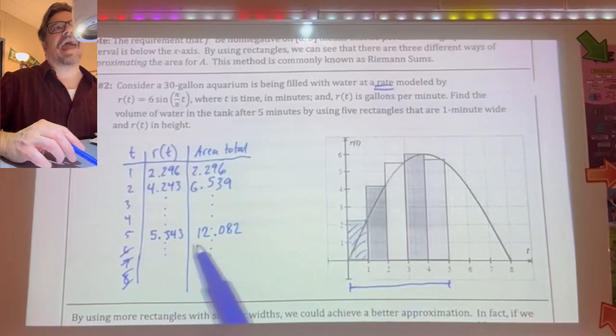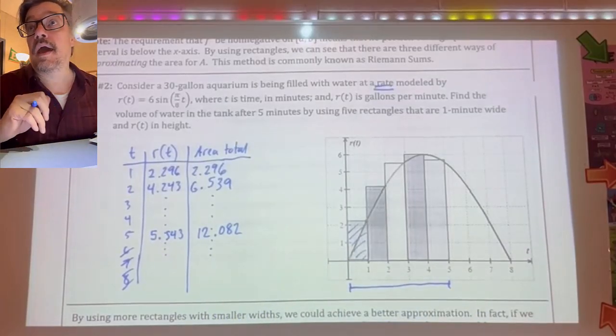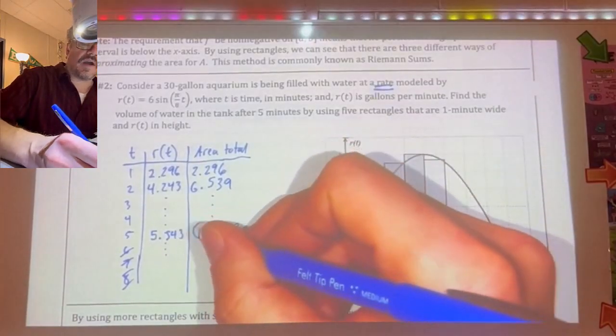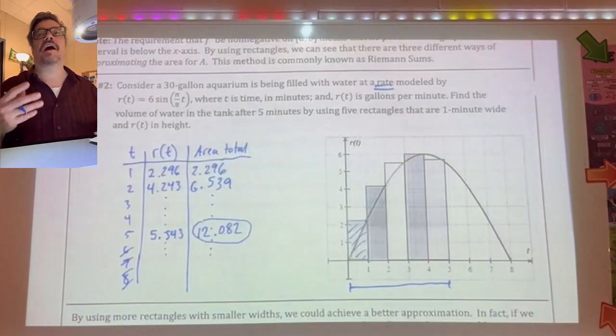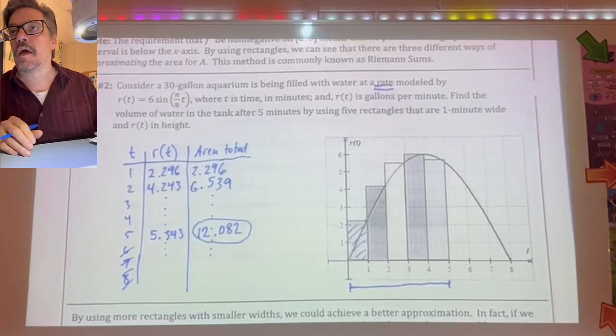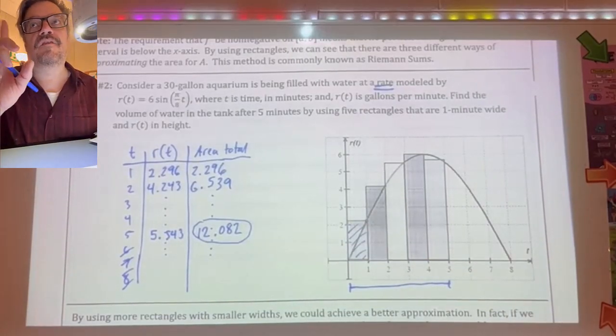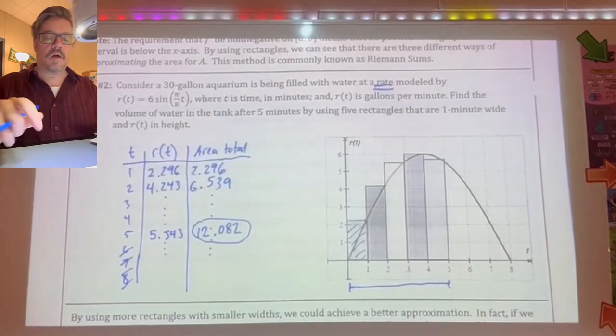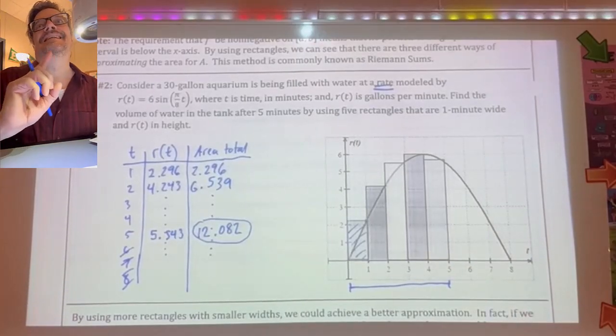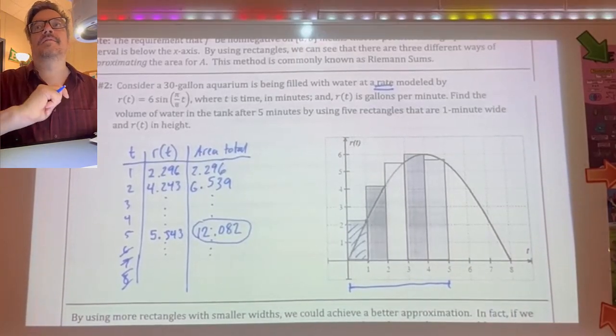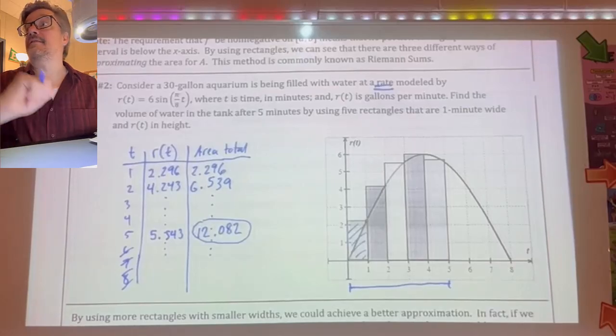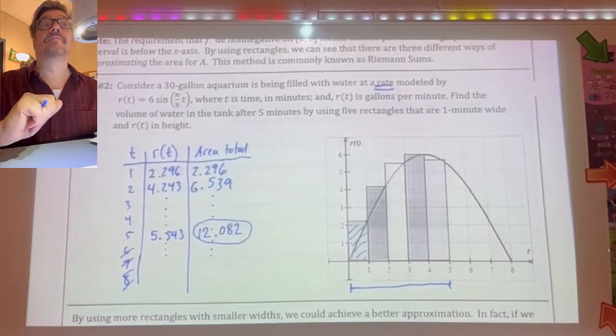but we're going to keep adding them up. Okay. We're going to add them up. So this right here is an estimation of how much water was dumped in. But let me ask you then one final question with this example. Is it an overestimation or an underestimation? What do you think, Tim? Why is that?